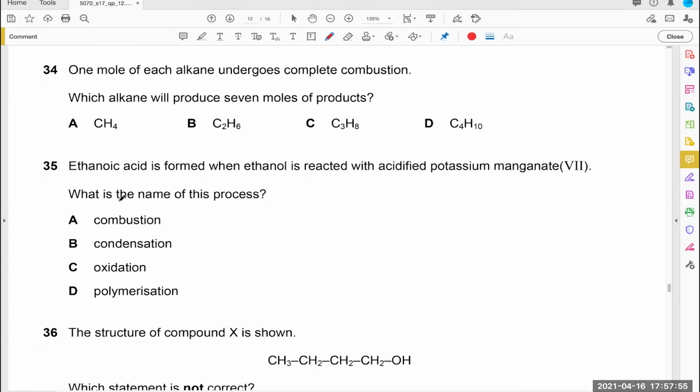1 mole of each alkane undergoes complete combustion. Which alkane will produce 7 moles of product? Let's see. Carbon dioxide and water will be produced in all of them. In the first, there is one carbon, so one carbon dioxide is produced, and 4 hydrogen means 2 water, so the total is 1 and 2, 3 moles of product. This one has 2 carbons, so 2 carbon dioxide, and 6 hydrogen means 3 water, so that is 5 of the products.